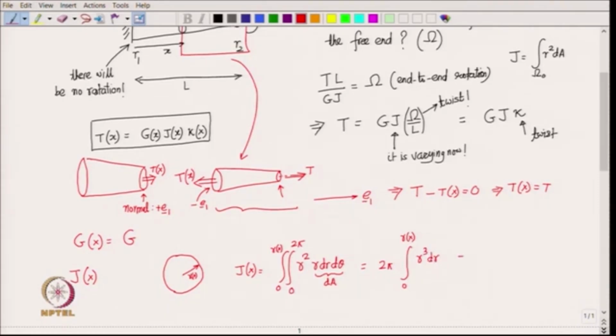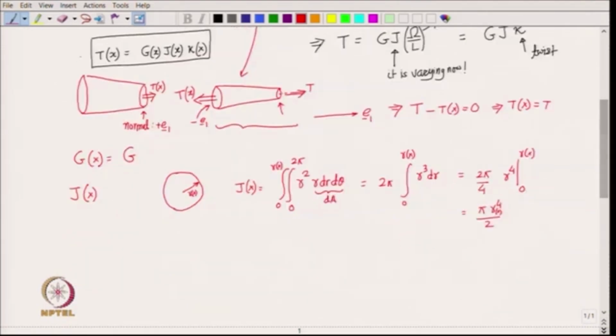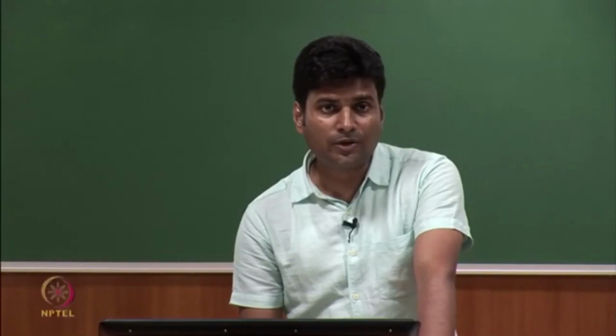All right, and this then becomes 2 pi over 4 into r to the power 4, evaluated at the limits 0 and r of x, and finally we have pi into r to the power 4 over 2, where this is r of x to the power 4. Okay. So, J of x we also got. So, we can use this formula and get that the twist k of x is equal to T by G J. T is constant, G is also constant, only J is changing. So, we have T by G times 2 over pi r of x to the power 4. Okay. That is my twist.